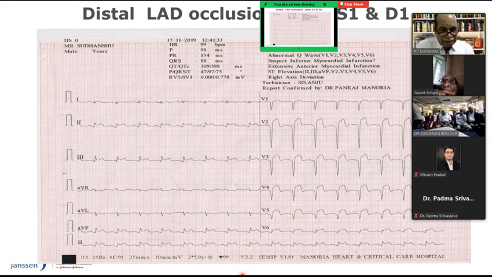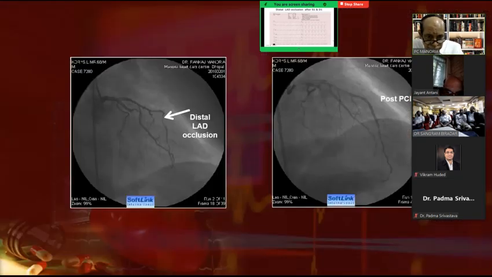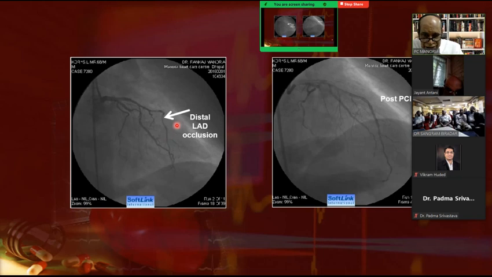This is a distal LAD lesion, so if you get ST segment elevation in the inferior leads in a patient of anterior myocardial infarction, this is a rather less dangerous subset of acute myocardial infarction, and one has time to tackle it. So when we do angiogram of this patient, again you would see that the distal LAD was occluded and the artery has been opened up.